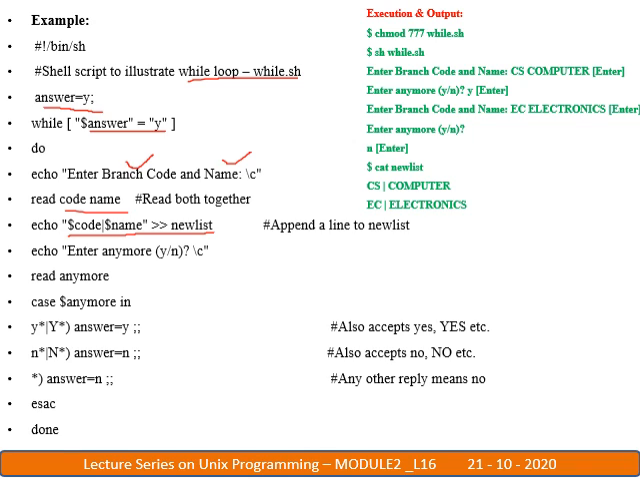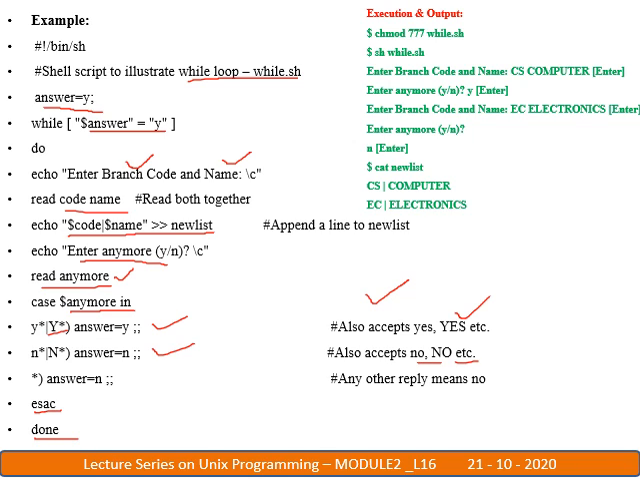If you want to read one more branch code, it will ask with echo, enter any more. If you press yes, it will again move to the do step, and again ask the user to enter the branch code and name. Like that, read any more: if it is yes, it will repeat the things. If it is no, it will come out of the case statement and complete. It also accepts small letter y and capital letter Y, because here we have given y as a pattern. Same thing for capital N and n, etc.